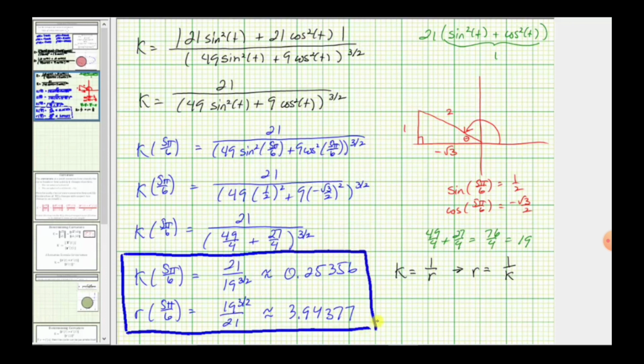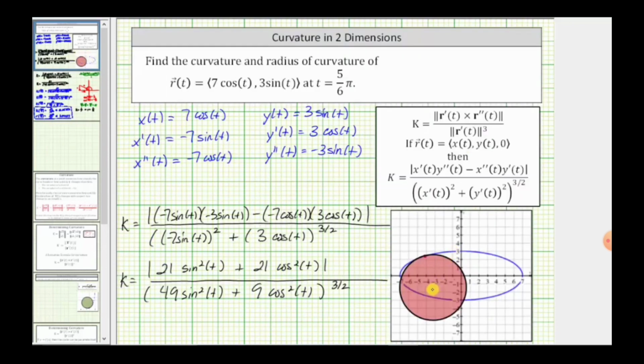Now if we go back to the first graph for a moment, the circle of curvature for the ellipse at t equals 5 pi over 6 is shown here, and the radius of this circle, which again is a circle of curvature, is approximately 3.94, and the curvature of the ellipse at t equals 5 pi over 6 is approximately 0.25.